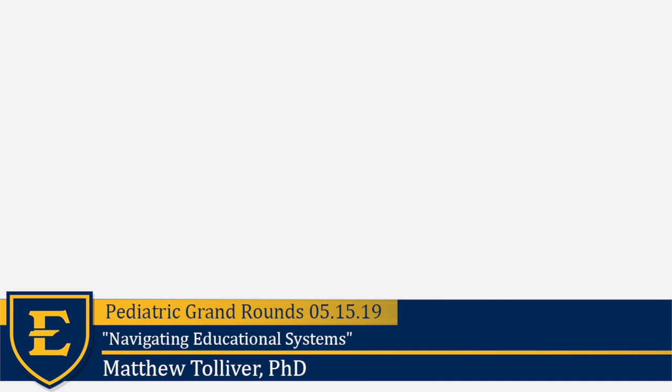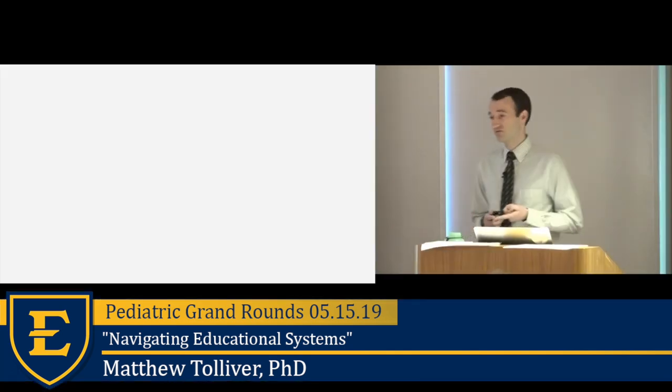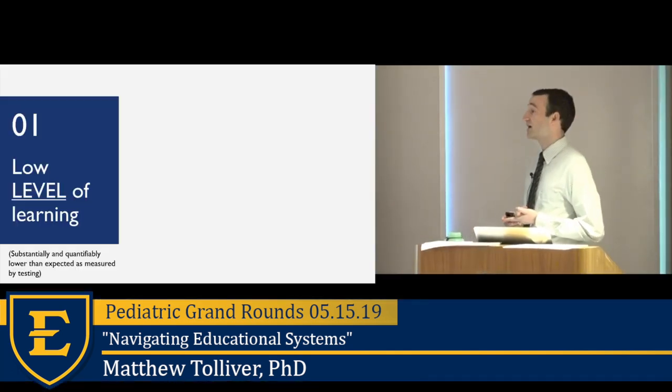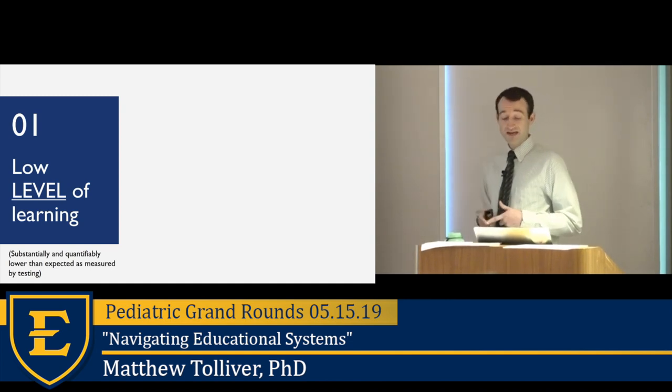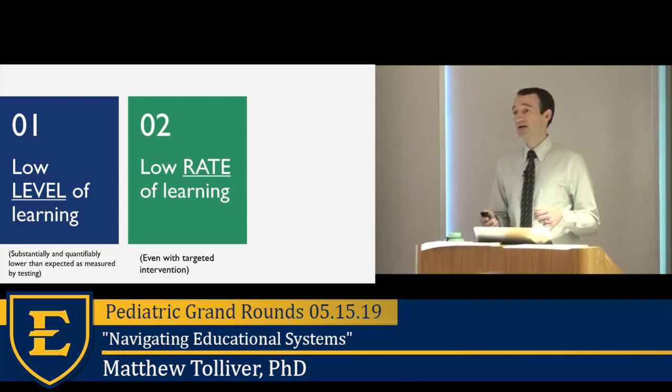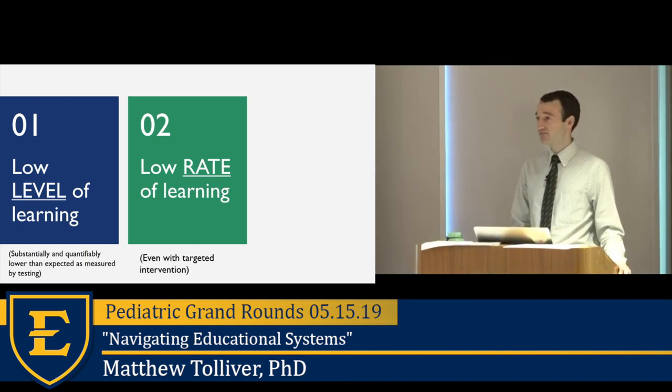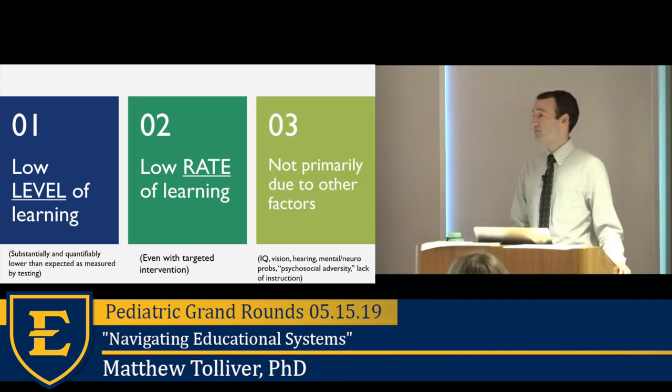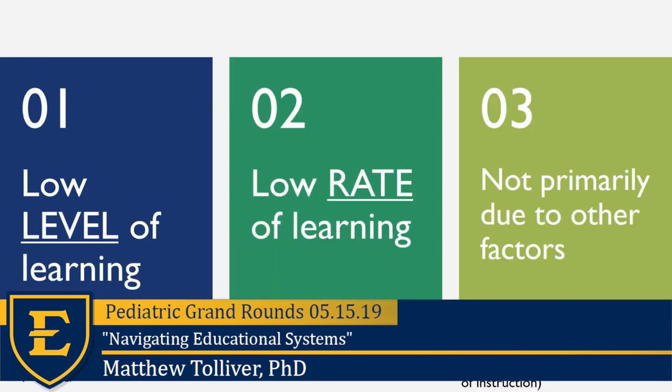So that's pretty wordy. The three things that you really should just memorize and that are going to come up at the end of the presentation again are, for a specific learning disorder, you have to have a low level of reading, right? We said substantially and quantifiably lower. You have to have a low rate of learning. And so even with targeted intervention, you're not catching up to grade level like other peers in the class. And then finally, the third one is it's not due to a bunch of other factors, right? Those are kind of the three main things that you want to memorize, take with you: low level of learning, low rate of learning, and not due to other factors.